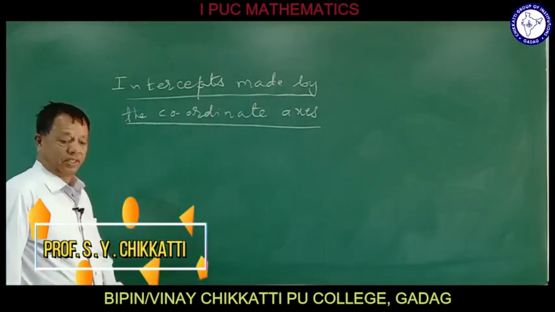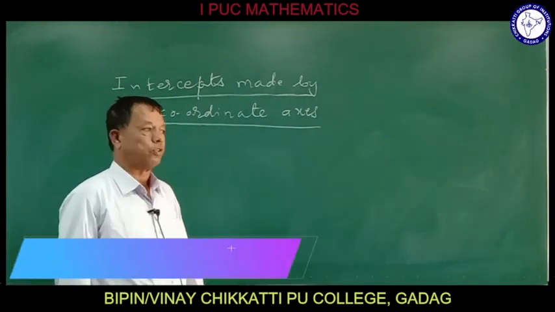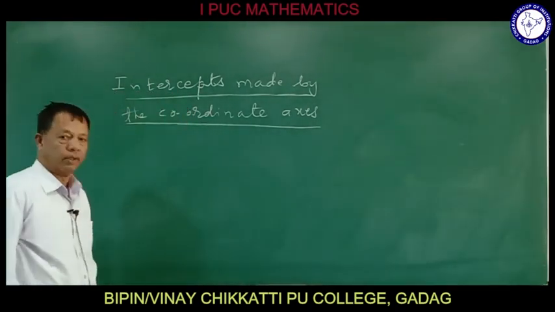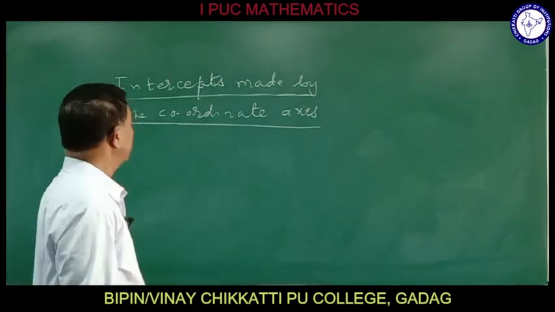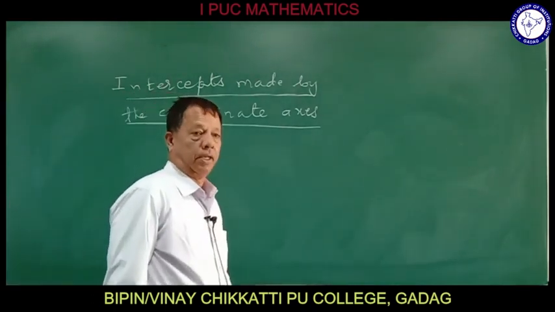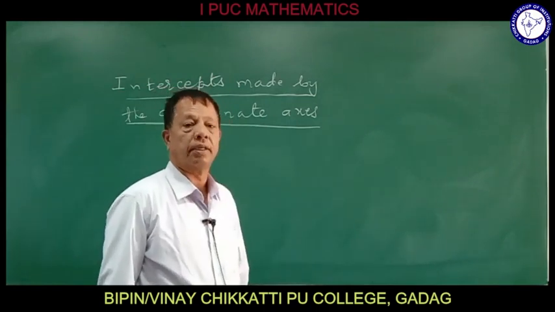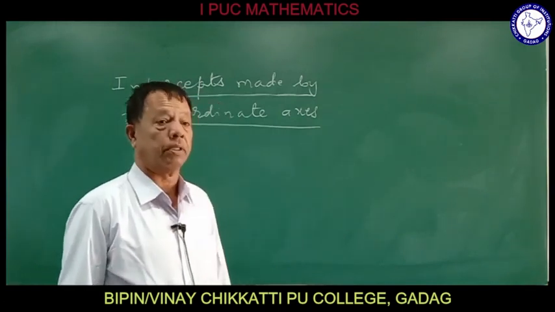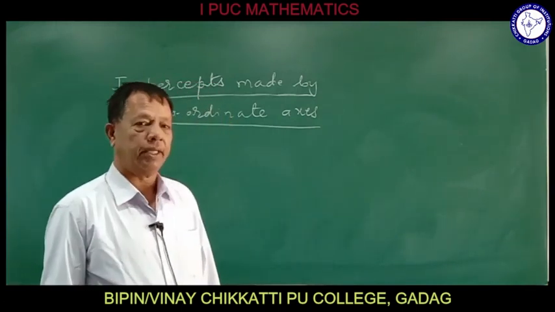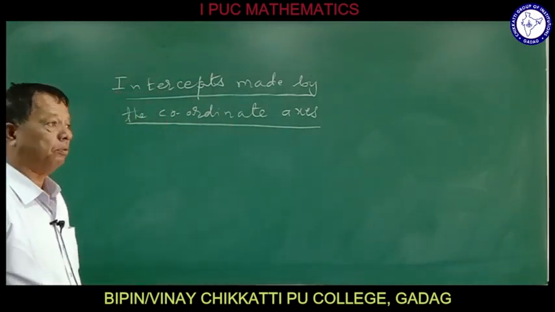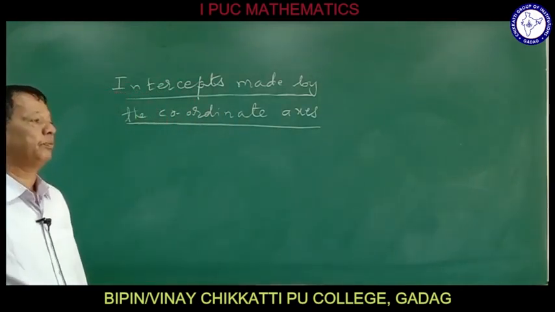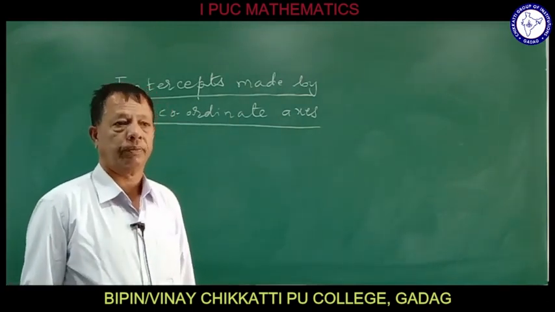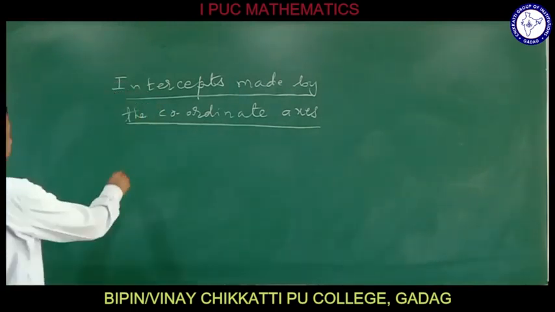Now I continue with coordinate geometry, that was the second session. Intercepts made by the coordinate axis. First of all, I explain what intercepts mean and how many intercepts we can see. Not only that, four types of intercepts can be observed. First, I want to explain here.